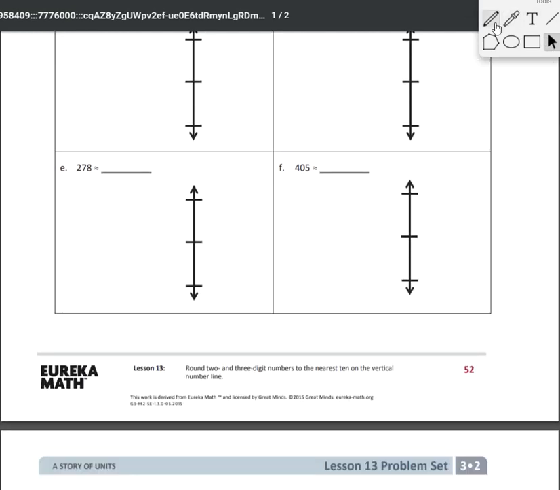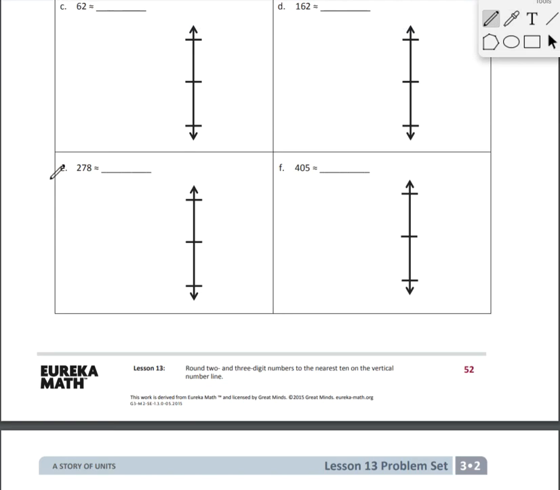Let's take a look at our last two problems on this page. We have 278. So again, we're not rounding hundreds, so these will all be at 2. 78, 278, therefore my 10 is 70. This is 275. And this is 280. Please do not label 270, 280, 290. We don't need to cover that many tens when we're labeling. That's going way too far forward.